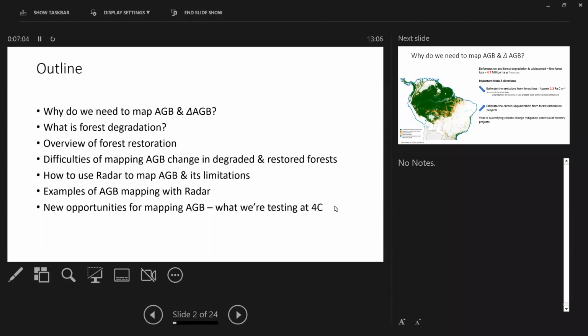So I'm just going to talk a little bit about why we need to map changes in biomass, a little bit about what forest degradation is, in case you're not really aware of that, and talk a little bit about restoration, some of the challenges we have with mapping biomass change within these degraded and restored forests, how radar data can be used as a tool to map biomass and some of its limitations. I'll give you some examples of projects that I've worked on where we've looked at mapping with radar, and then some of the methods that I'll be testing within 4C to try and move beyond just using radar data in a sense of doing this sort of quantification.